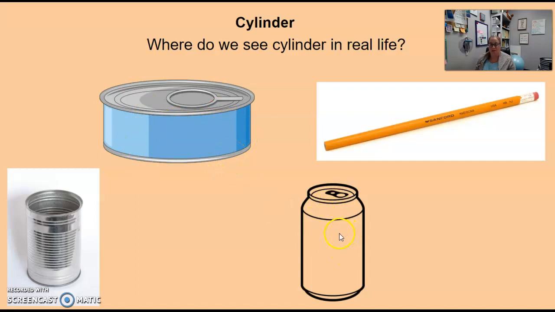The next one is a soda can. So I have this soda can and I can see there's the circle at the top, and if I flip it over, there's a circle at the bottom. And then I have a pencil. So this pencil isn't sharpened yet, so it is still a cylinder because there's a circle at the bottom and there's a circle up here at the top.